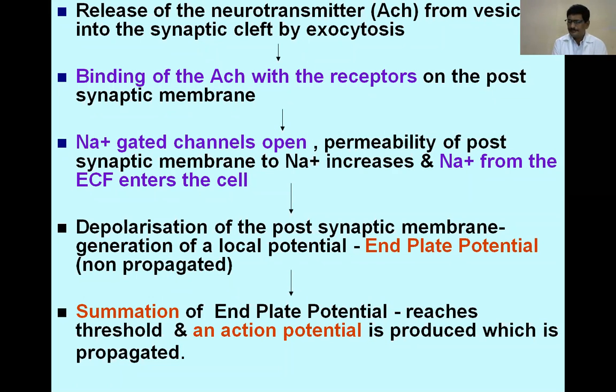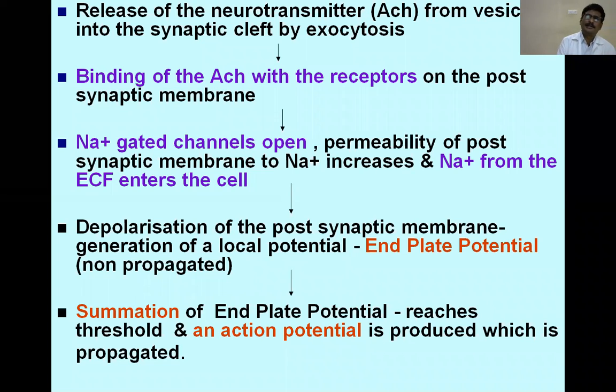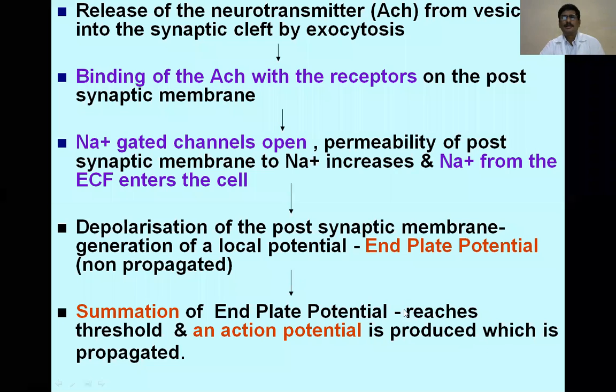Normally, the number of ACh vesicles released will be around 125 for each signal. Every time the impulse reaches the presynaptic terminal, they release about 125 such vesicles, each having 10,000 ACh molecules. So invariably, the amount of ACh released will be more than sufficient to produce the end plate potential. This end plate potential will invariably reach the threshold.